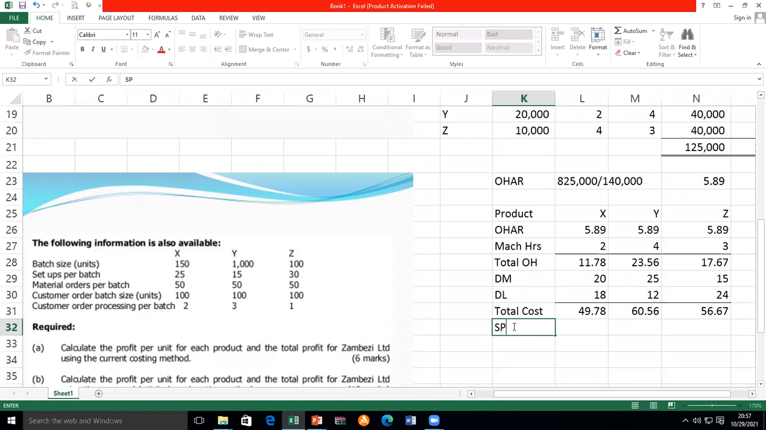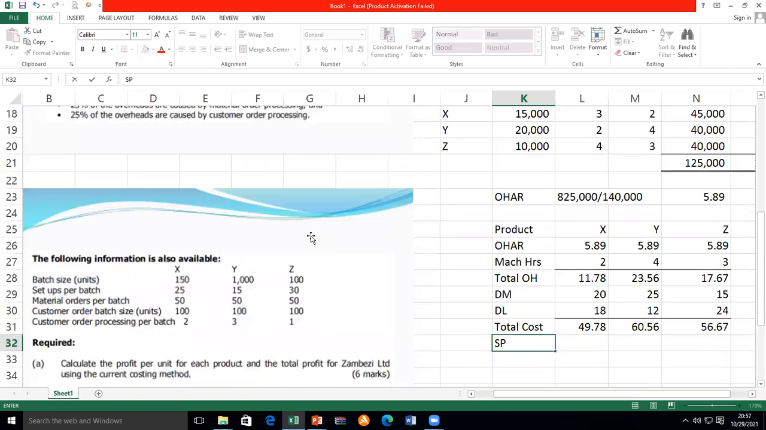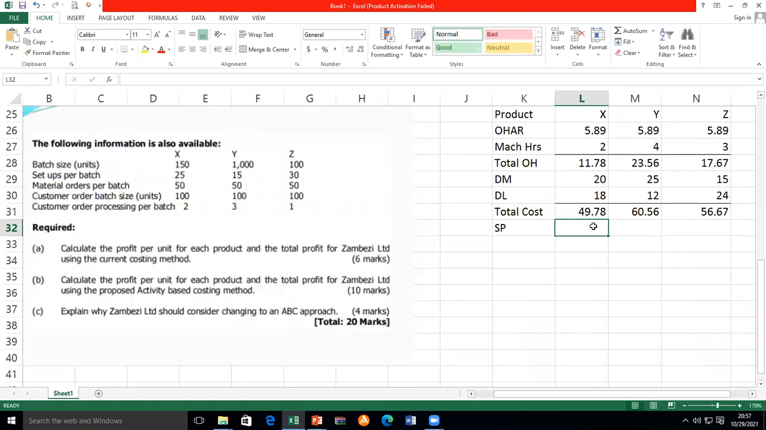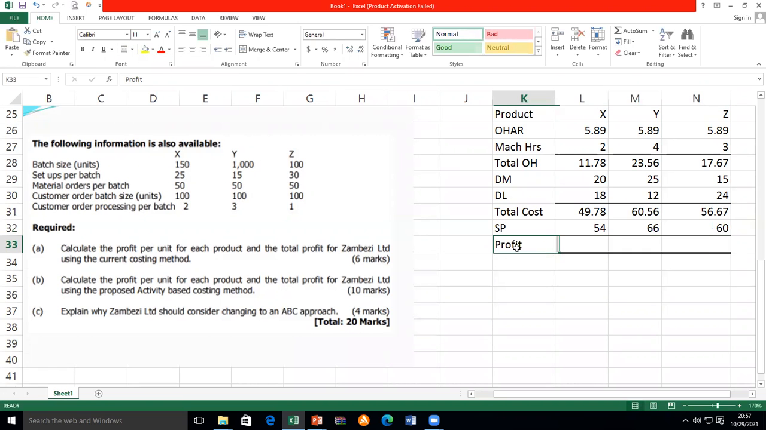Selling price. The selling prices are there: 54, 66, and 60. And then you have the profit. So in an ABC question, what we are doing here is very common. Most likely, that's how the question would start.